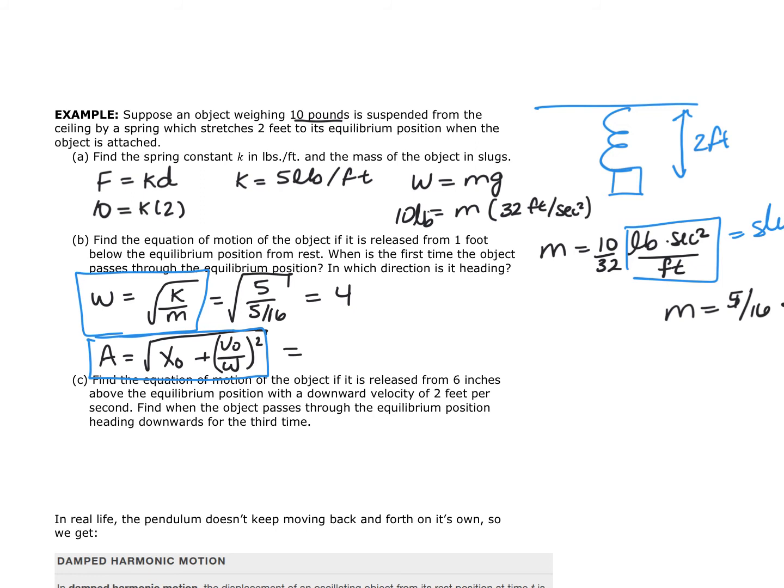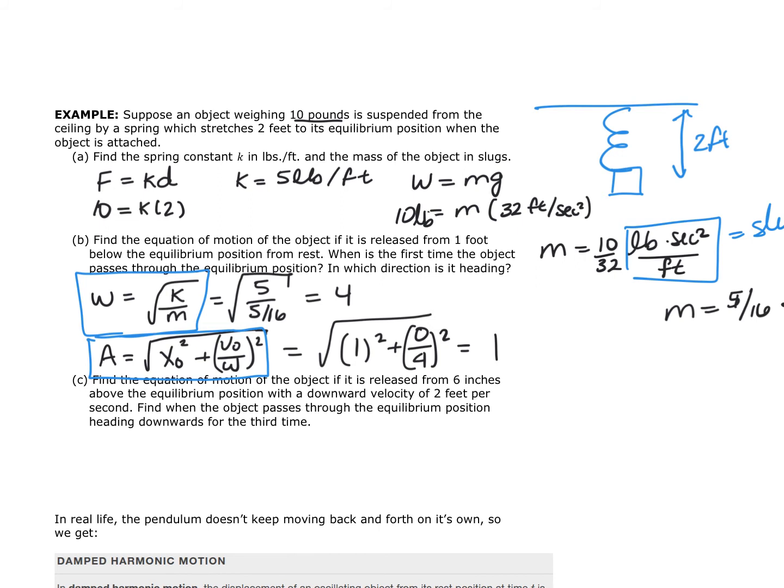So we know that my A must be the square root. Well, I am pulling it down 1 foot below equilibrium, and this should be squared. And so I have 1, the quantity squared, plus, now, my v naught, I am not forcing it up, so I'm not giving it any kind of velocity. So my initial velocity is 0 divided by 4, the quantity squared, and so my A just happens to be 1.